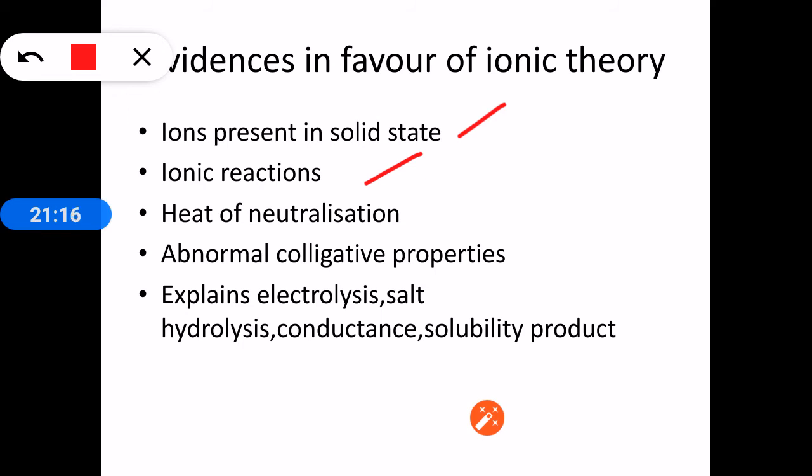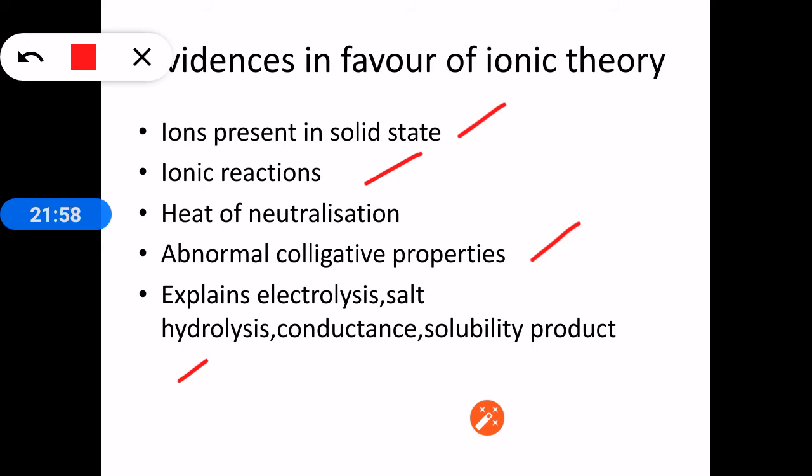Next, abnormal colligative properties. As we discussed, if there is no ionization, colligative properties will be less, but colligative properties are found to be more. So it is evidence of this ionization theory, that is, the AB molecule is undergoing ionization. And the concept of electrolysis. Electrolysis means that by passing current, the cation moves towards the cathode and the anion moves towards the anode. So there are existing charged species. Electrolysis is possible only when there are charged species. So this theory of ionization may be treated as correct.